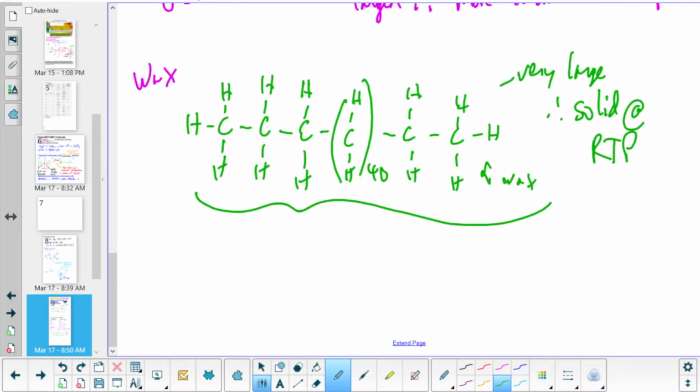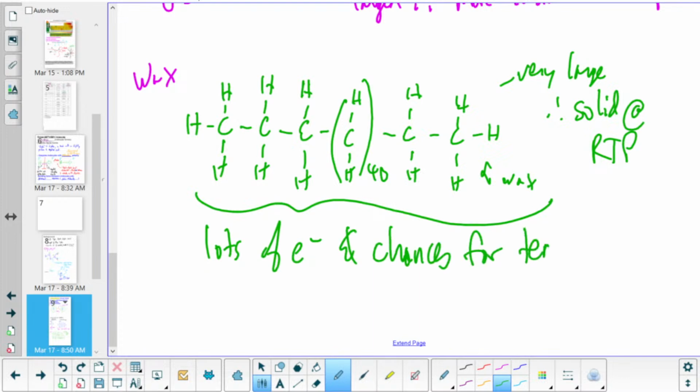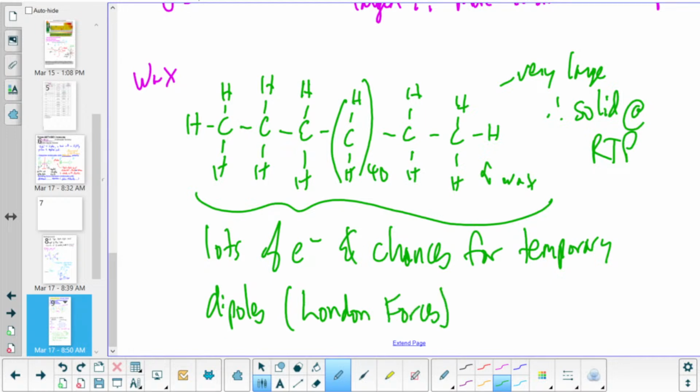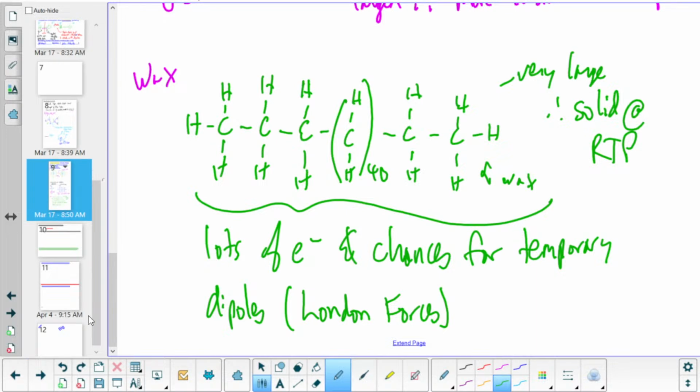Very large. Lots of electrons. And chances for temporary dipoles. Which we are going to call London forces. Okay, good. Anybody still getting this done?